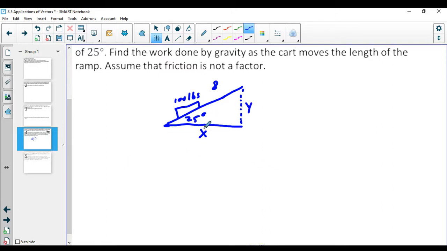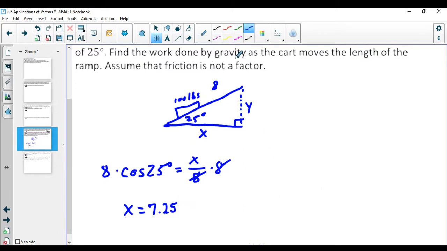To find X, this is where we need to do some right triangle trig. We have 25 degrees and we have adjacent and hypotenuse. So that's going to be the cosine of 25 degrees equals adjacent over hypotenuse. Multiply the 8 over, I'm going to get X equals 8 times cosine of 25 degrees. Let me make sure I'm in degrees here. I am. 7.25, rounding.